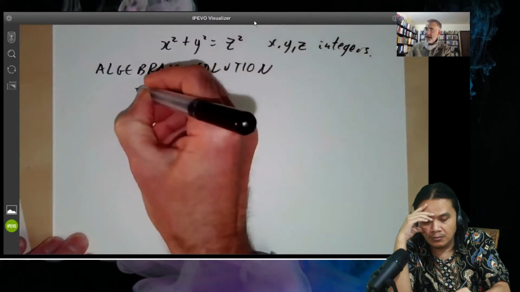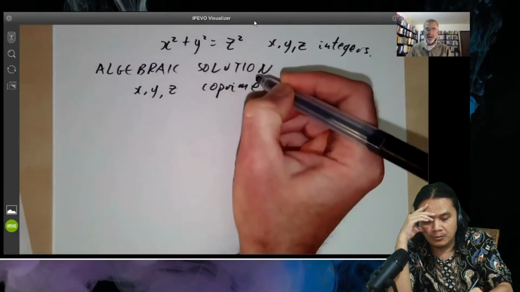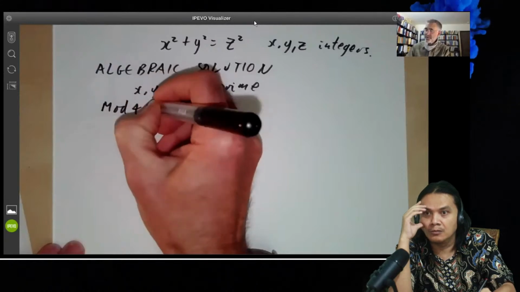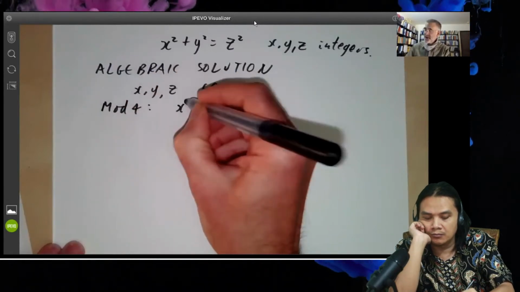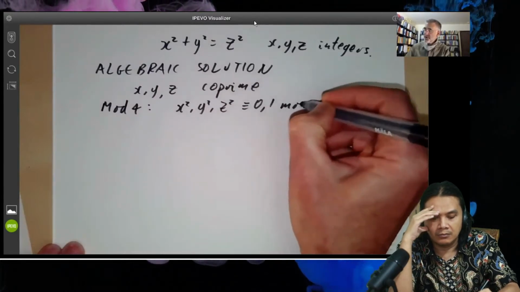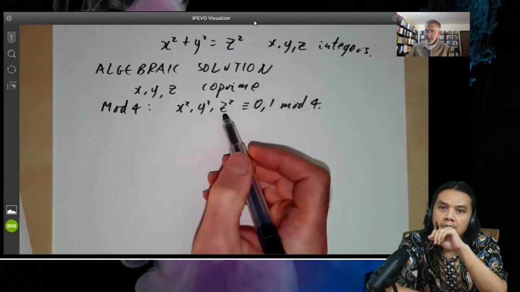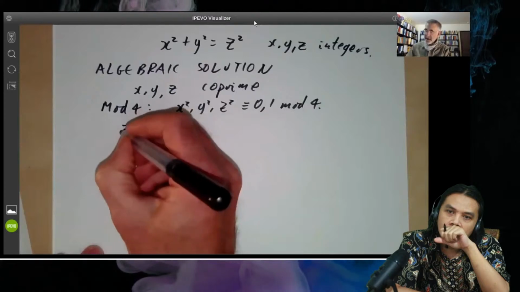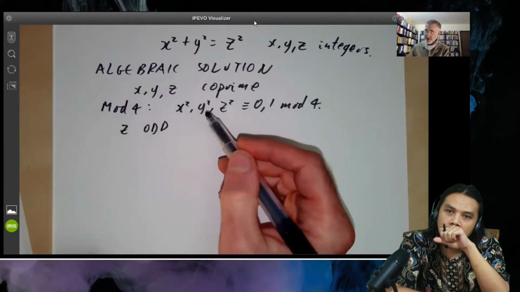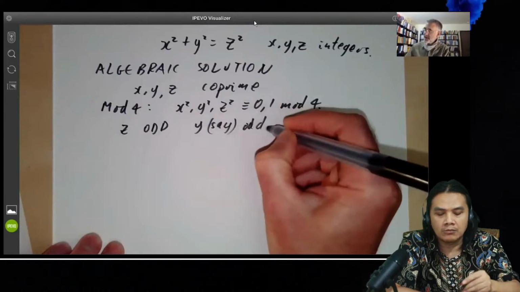We may as well assume that x, y, and z are co-prime, because if any two have a common factor, we can just divide out by it. If we look at the equation mod 4, we know that x squared, y squared, and z squared are all congruent to 0 or 1 mod 4. And since they can't all be even, we see that z must be odd, and one of x, y must be even, and the other must be odd. So we may as well take y to be odd without any loss of generality, and x to be even.